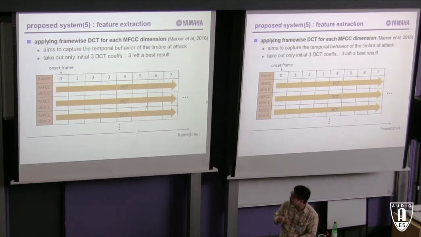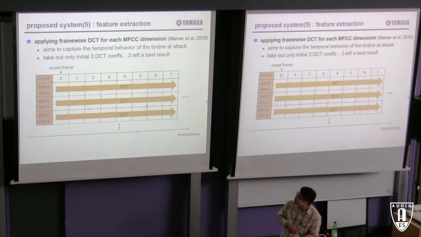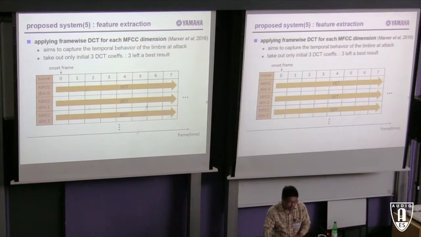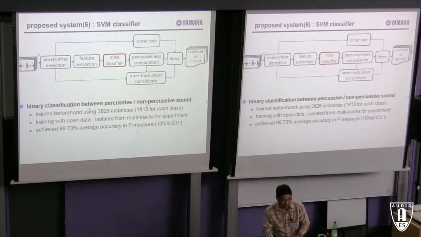of attack. So the horizontal axis corresponds to frames, and the vertical axis corresponds to MFCC dimension. What I did is compute the DCT for each MFCC dimension, and take the initial 3 DCT coefficients as a feature. This is expected to capture the temporal change of each MFCC dimension. And the idea comes from the work done by Maxwell et al.